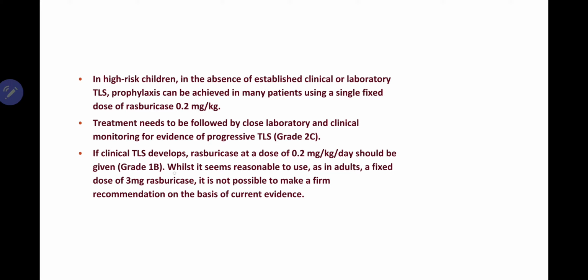If clinical TLS develops, rasburicase at a dose of 0.2 mg per kg per day should be given, while it seems reasonable to use, as in an adult, a fixed dose of 3 mg rasburicase. It is not possible to make a firm recommendation on the basis of current evidence. All these recommendations should be remembered word by word.